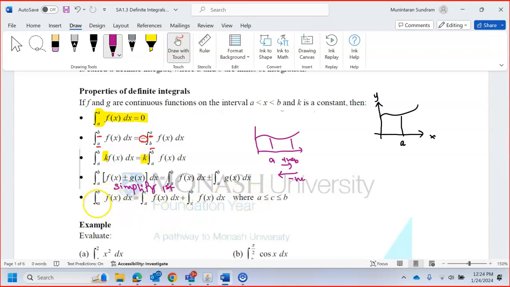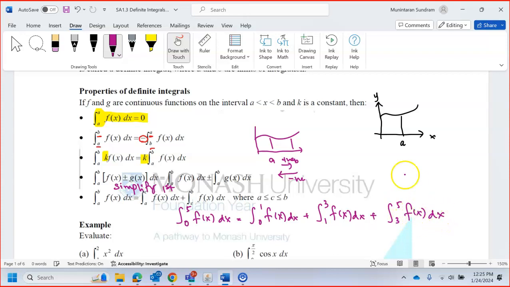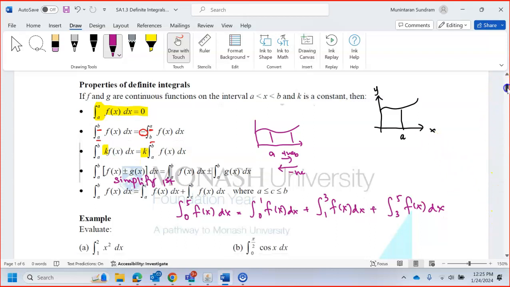And finally, you can split the integration into as many components as you like, as long as the value is in between A and B. In this case they already mention C is between A and B. So if you are doing the integral from 0 to 5 of f(x) dx, you can split it into integral 0 to 1 f(x) dx plus integral 1 to 3 f(x) dx plus integral 3 to 5 f(x) dx. You can do as many sub-components as you like, but we normally don't simply do this. It all depends later in application, and it is basically used for the area between graphs.